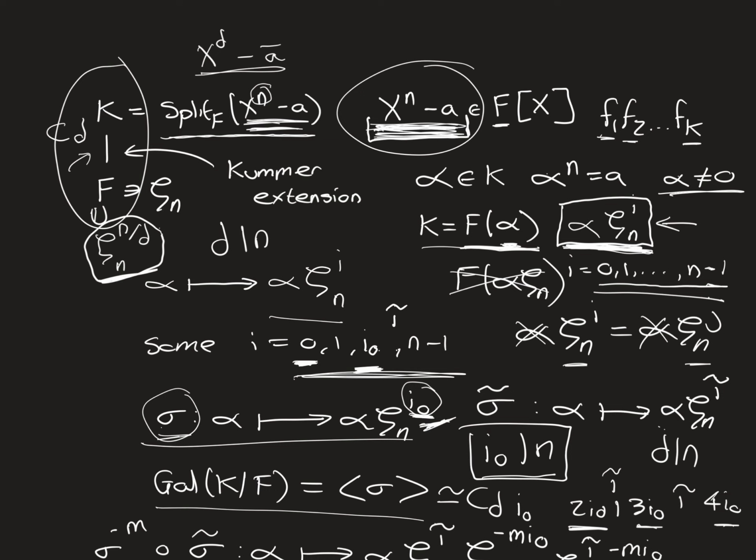We will use what we've just done in the final video here quite a bit going forward. This is an important concept, that splitting fields of this form on top of base fields that contain the right primitive roots of unity are going to be Kummer extensions. And therefore, we know Kummer extensions are all simple radical extensions. We know that they are cyclic extensions. And therefore they're abelian extensions.